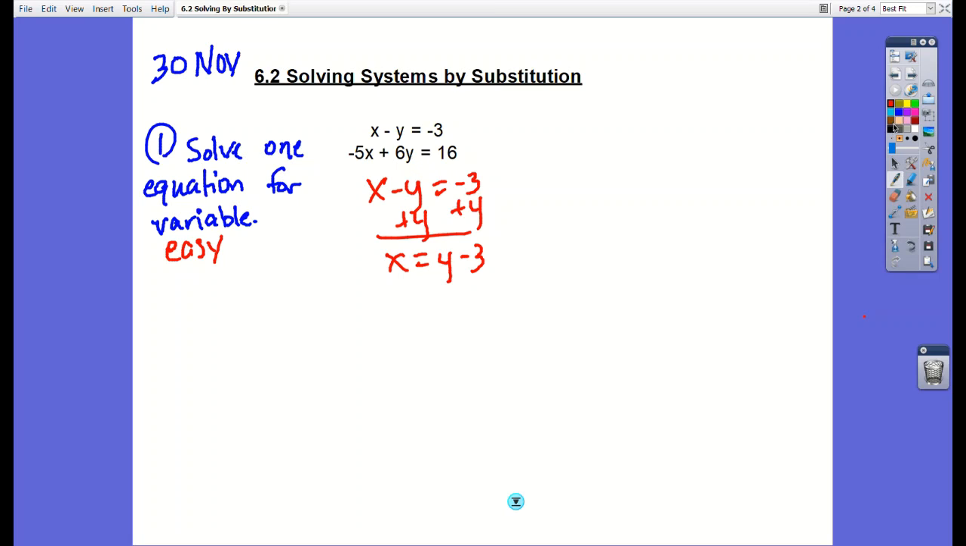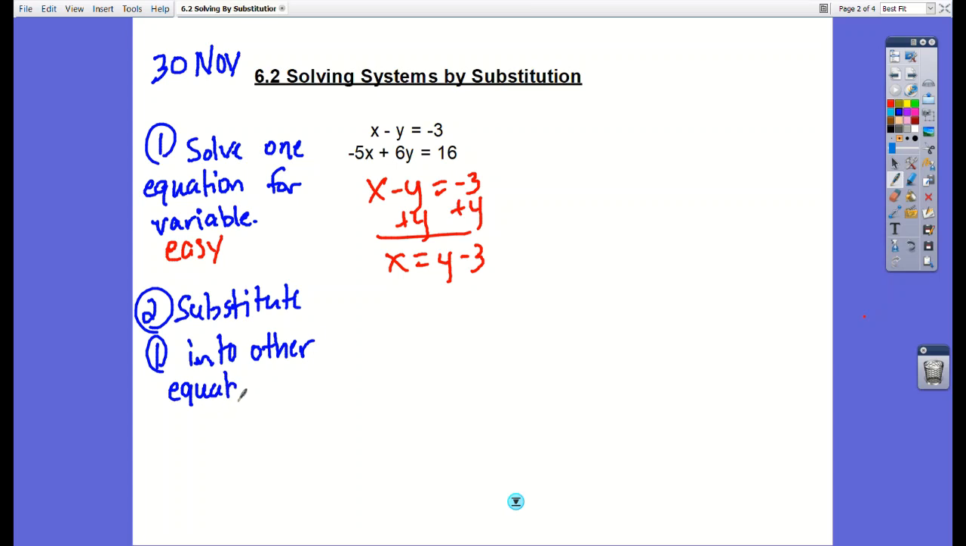And so the next thing that we are going to do here, we solved one equation for one variable. Make it as easy as possible, right? So whatever's going to lead to the least number of steps or the best outcome, pick that one. And then we want to substitute what we just got. So substitute part 1 into the other equation. So what does that mean? We're going to take this, the y minus 3, because that's what x equals, right? X equals y minus 3. We are going to plug that in for x. We're going to substitute in y minus 3 for x.